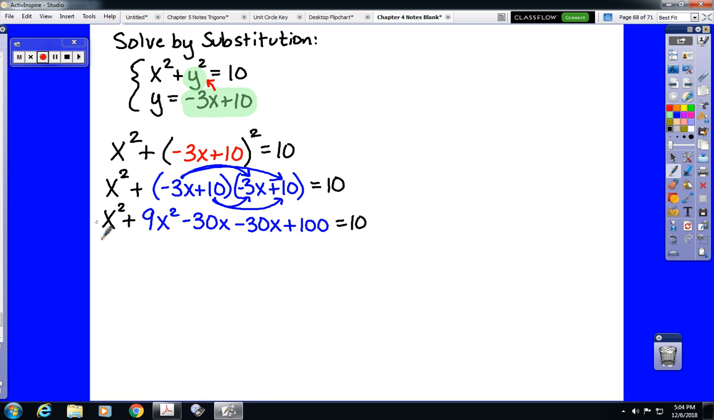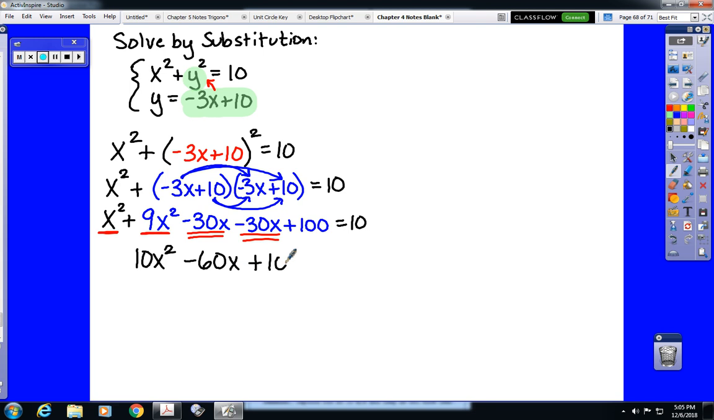Now this is just a polynomial equation, and we can simplify it by adding some like terms. So we have an x squared and a 9x squared, which would be 10x squared. And we have a negative 30x and a negative 30x, which would be negative 60x. So we combine like terms on the left side, which gives us the equation 10x squared minus 60x plus 100 equals 10.